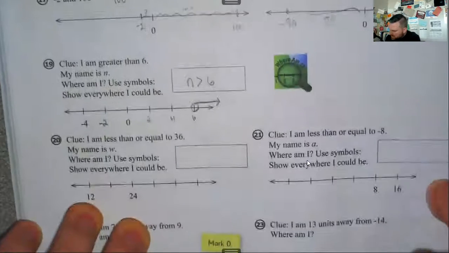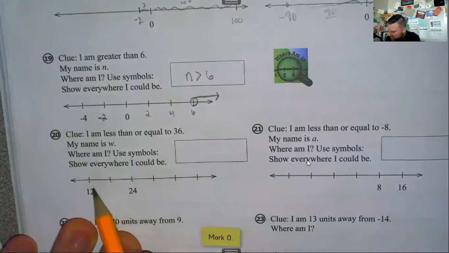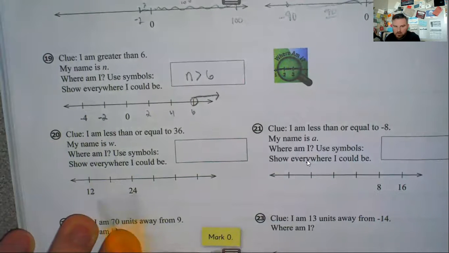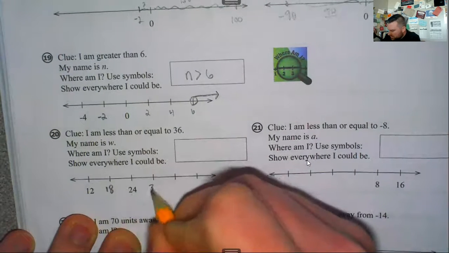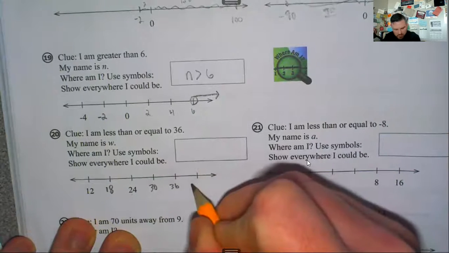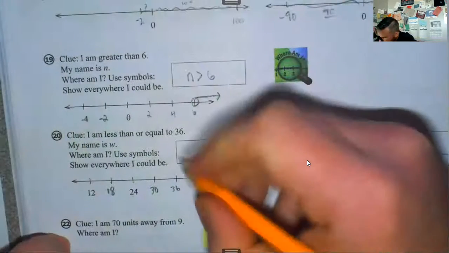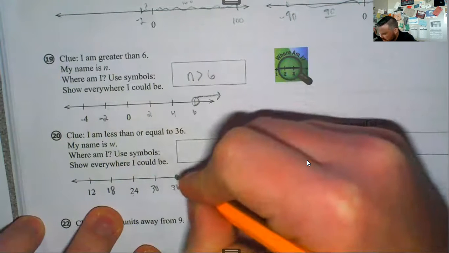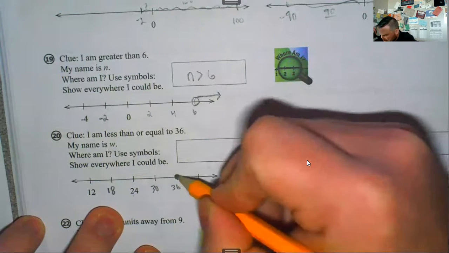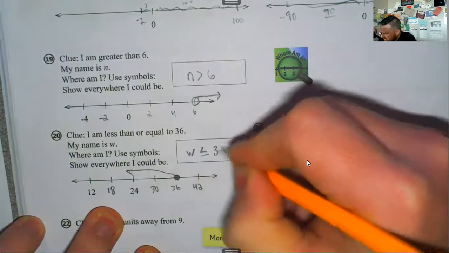Okay. I am less than or equal to 36. Okay, so we've got our number line here. 12 to 24 is 12, and we're splitting it in half. So it looks like it would be 6 all the way across. So this is 18, 30, 36. Well, I can stop there. Okay, I am less than or equal to 36. So that's a filled in circle. Less goes to the left. My name is W. So W is less than or equal to 36.